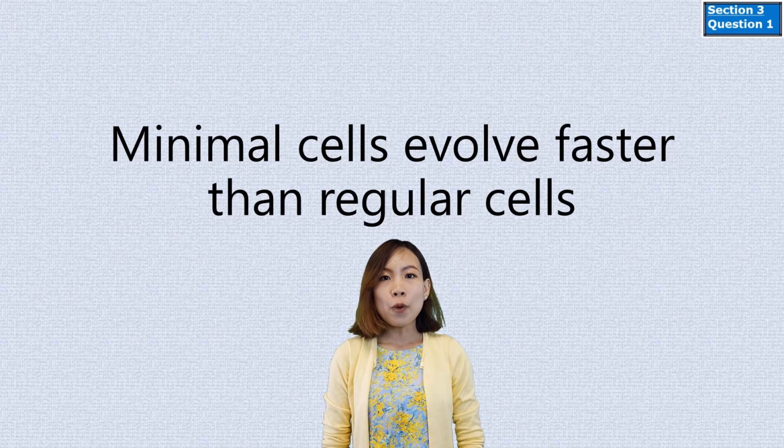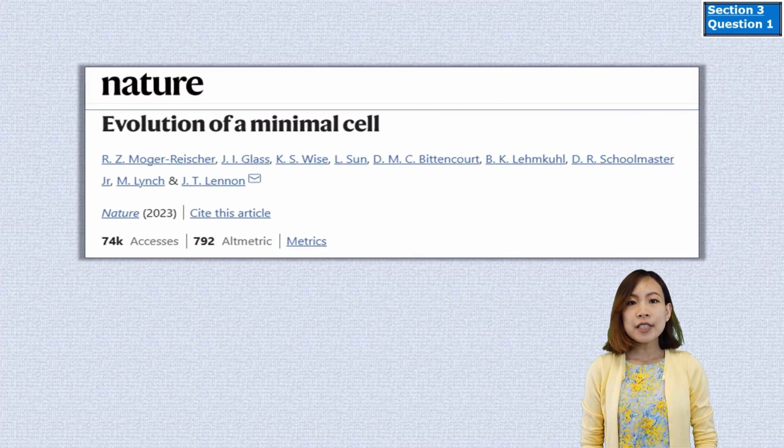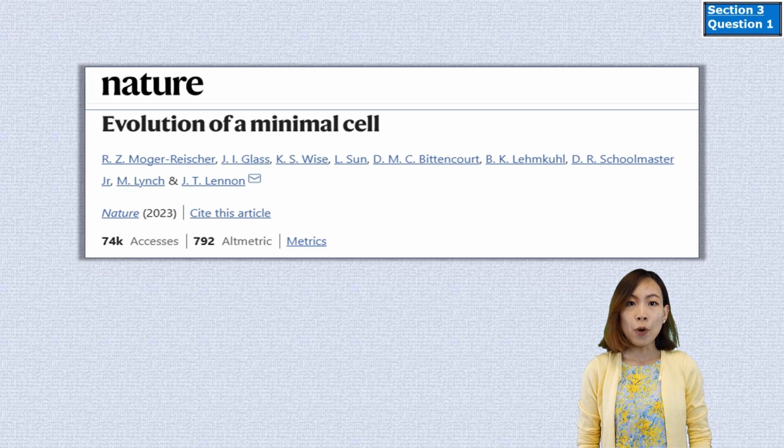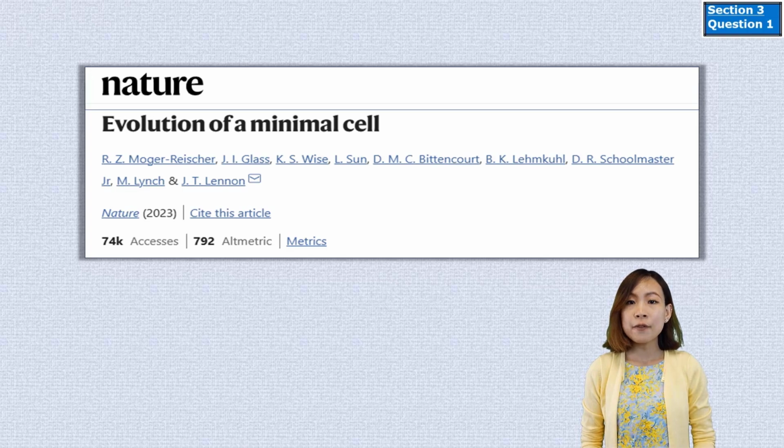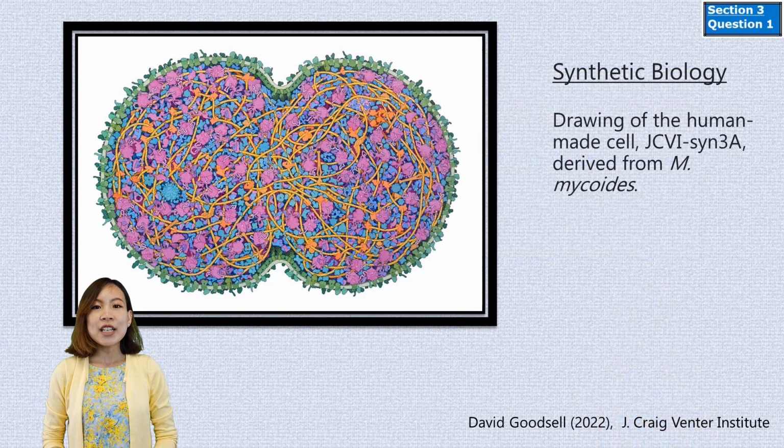Minimal cells evolve faster than regular cells. If a cell has lost all but its minimum essential genes for reproduction, can it still mutate and evolve? According to a report in Nature, yes, it can, and in fact, it evolves even faster than the original strain. A minimal cell is a product of synthetic biology.